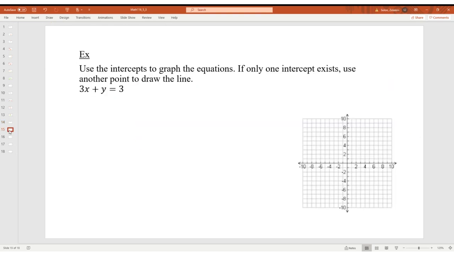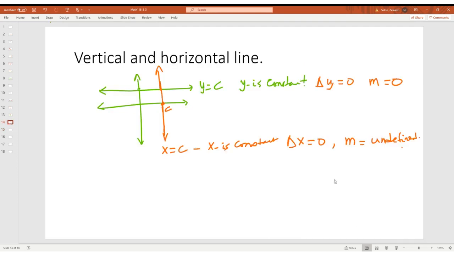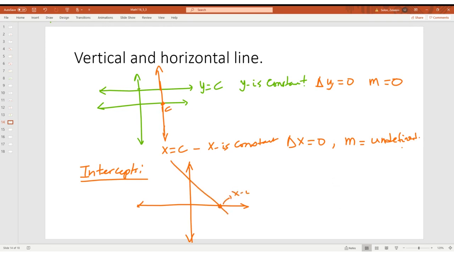Okay, now next we'll see how to graph a function by using intercepts. So before I talk about intercepts, let me go back here. So if you have a linear function, the intercepts are the place where the graph crosses the x-axis as well as the y-axis. The place where the graph crosses the x-axis is called x-intercept. And the place where the graph crosses the y-axis is called y-intercept.